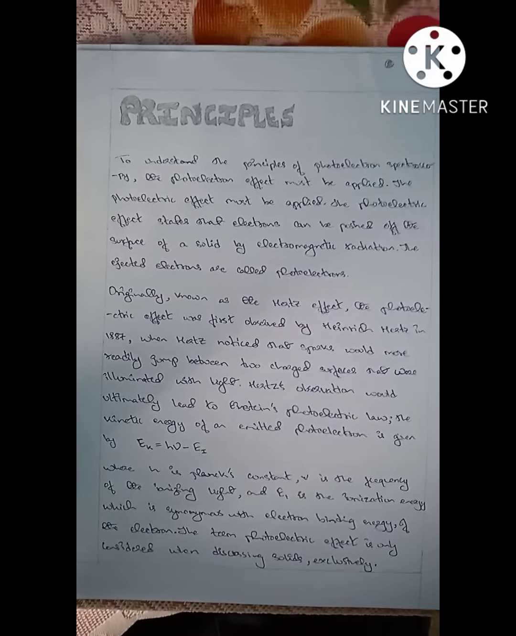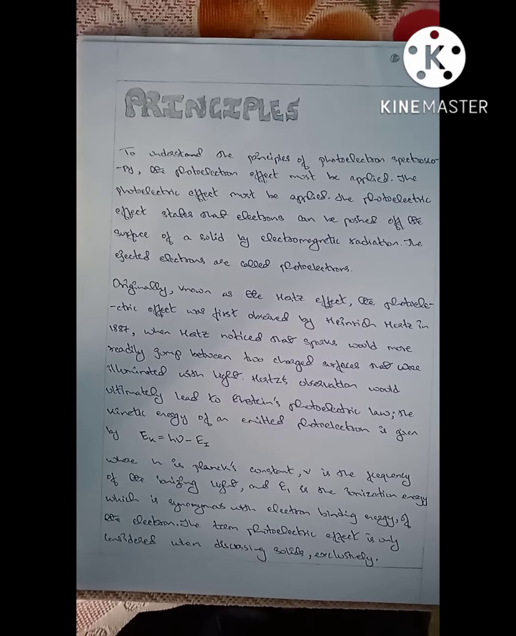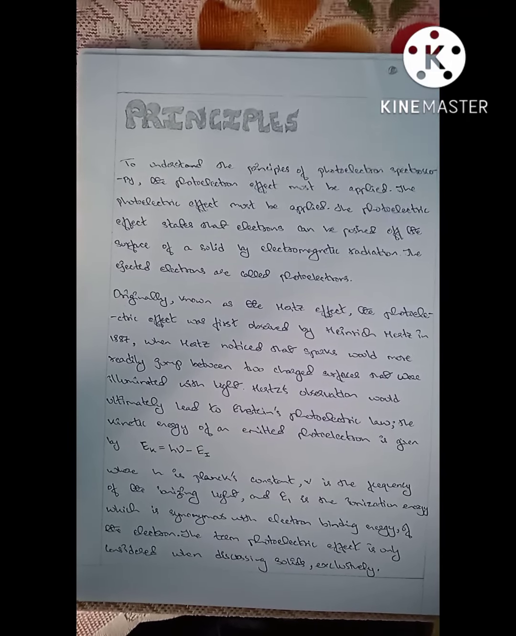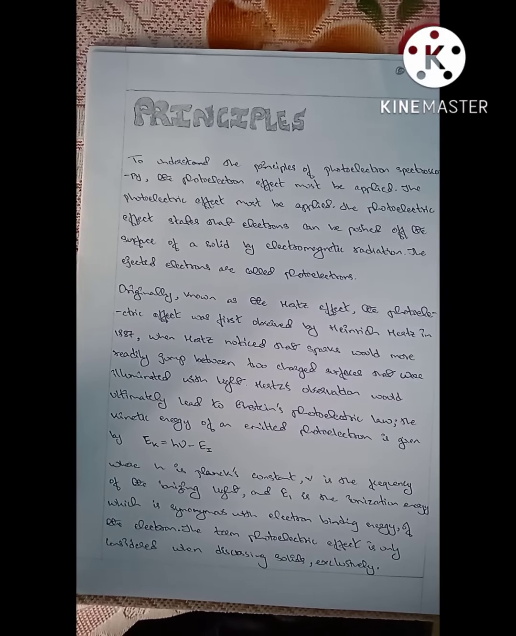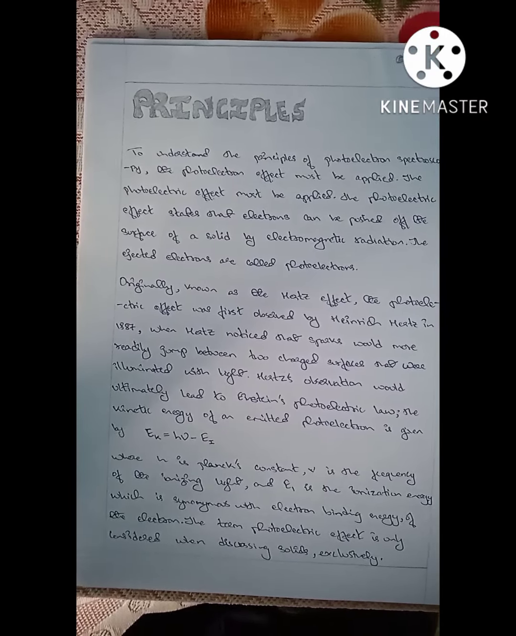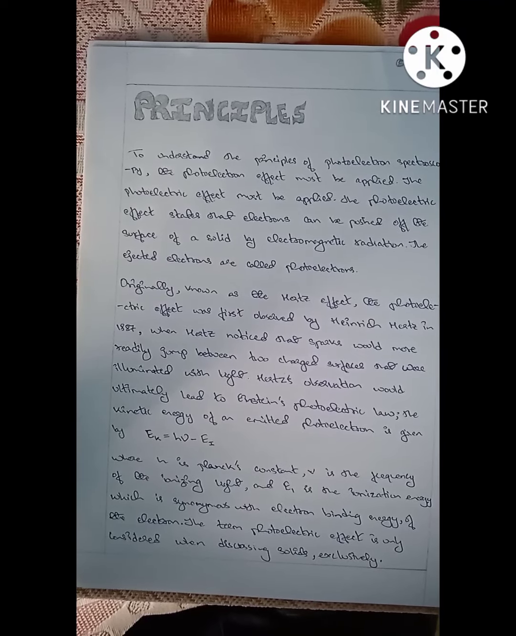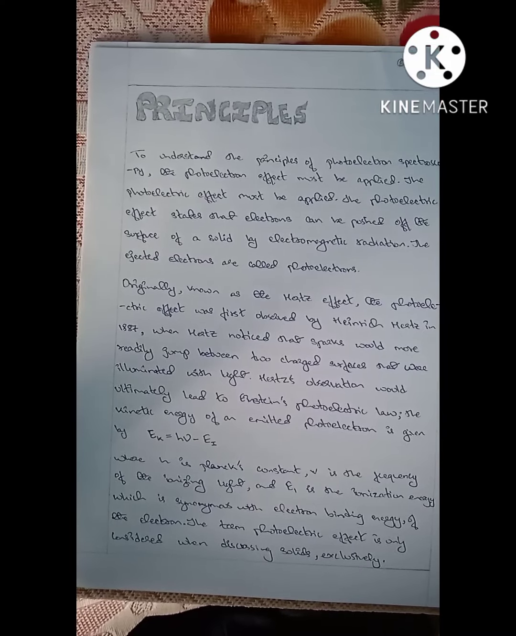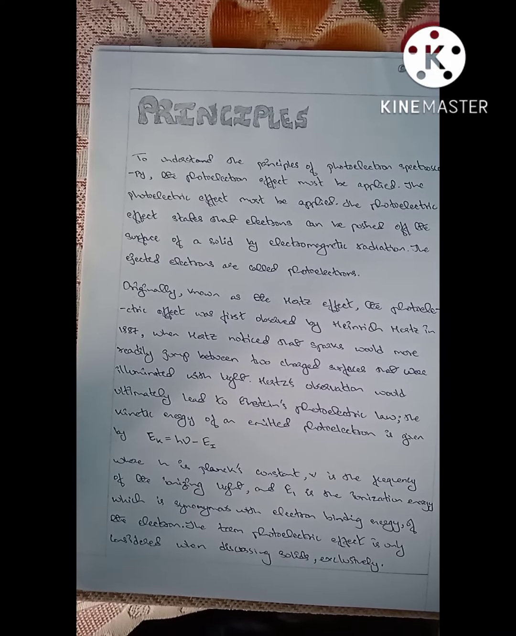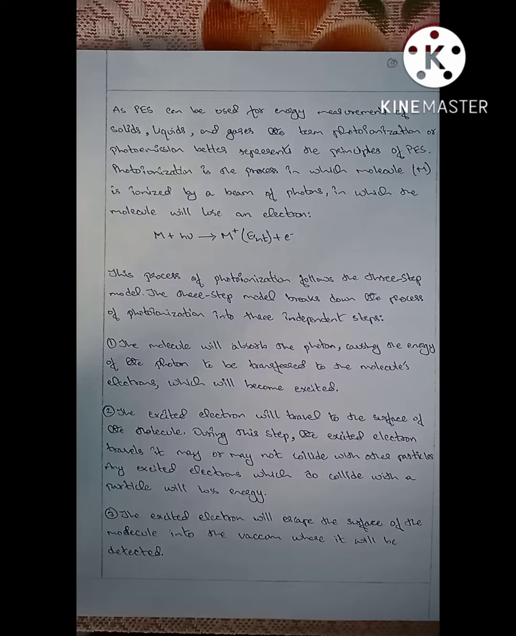The kinetic energy of an emitted photoelectron is given by E_k = hν − E_i, where h is Planck's constant, ν is the frequency of the ionizing light, and E_i is the ionization energy, which is a synonym of the electron binding energy. The term photoelectric effect is only considered when discussing solids exclusively.